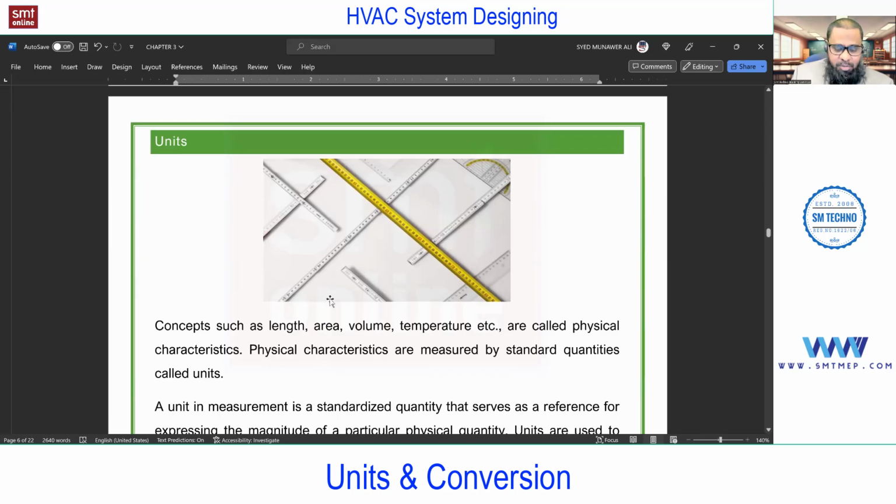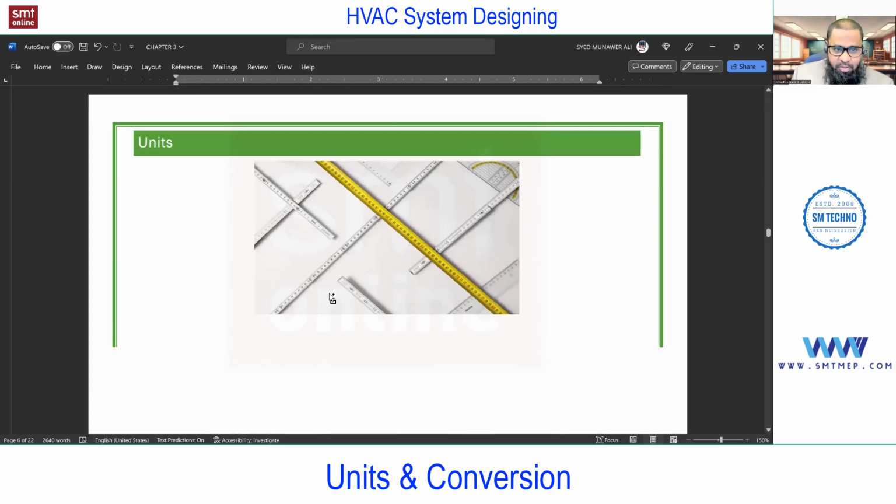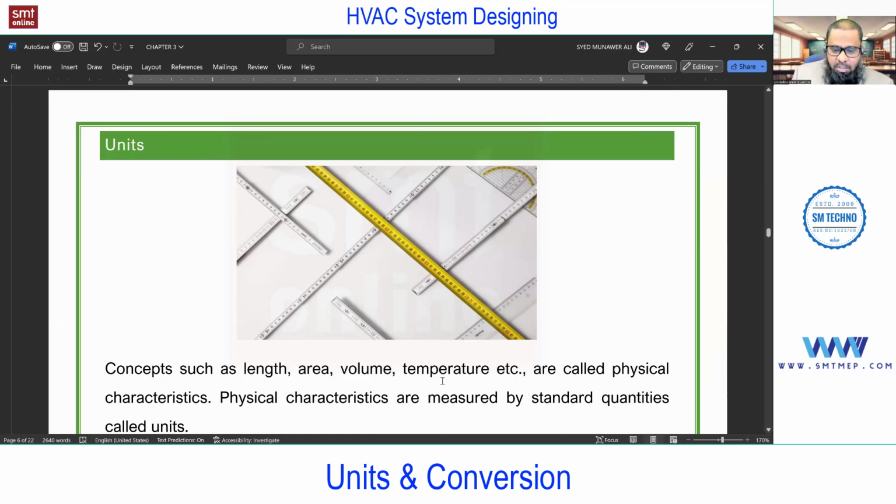So the next topic is very basic and at the same time very important. Without units, you cannot think of designing, installation, estimation, or drafting. As an engineer, this is like MS Office for you. MS Office is very basic in all fields. Without units, you cannot deal with the calculation part.